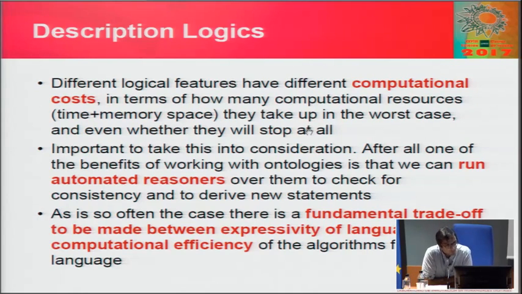Now, as I mentioned before, different logical features have different computational costs in terms of how many computational resources they take up, or in the worst case, even whether they stop at all. And it's important to take this into consideration because, after all, one of the benefits of working with ontologies is that we can run automated reasoners over them, both to check for consistency and also to derive new statements. And as is so often the case, there is a fundamental trade-off to be made between the expressivity of a language and the computational efficiency of the algorithms for that language.